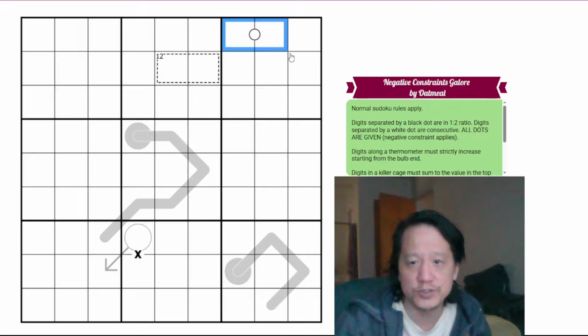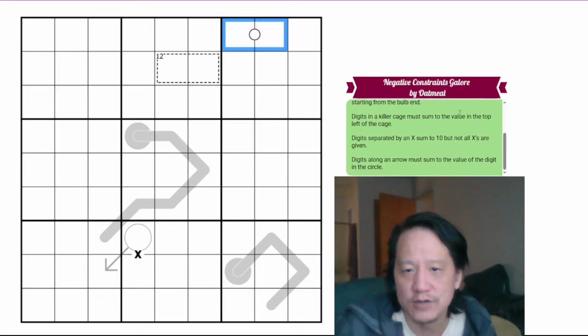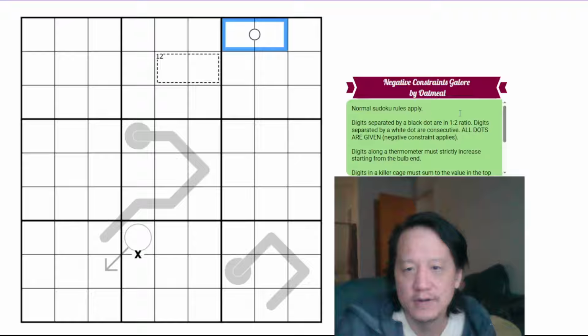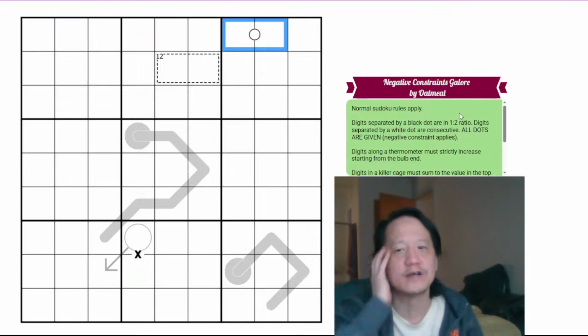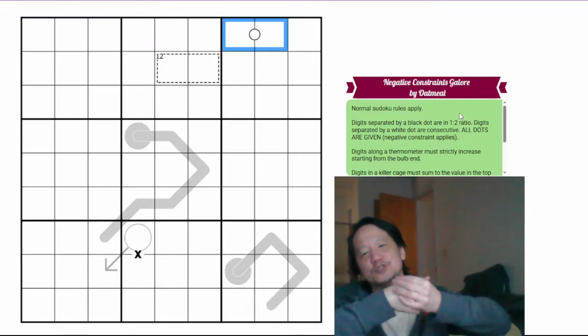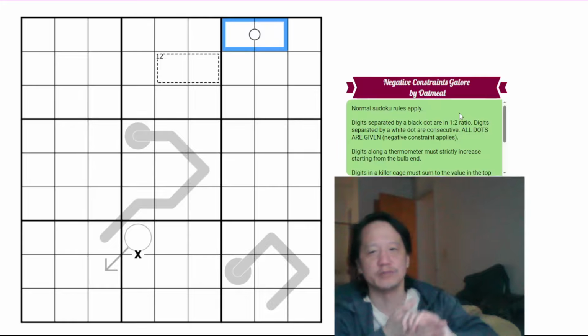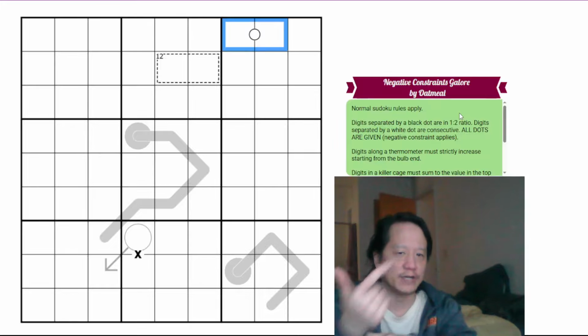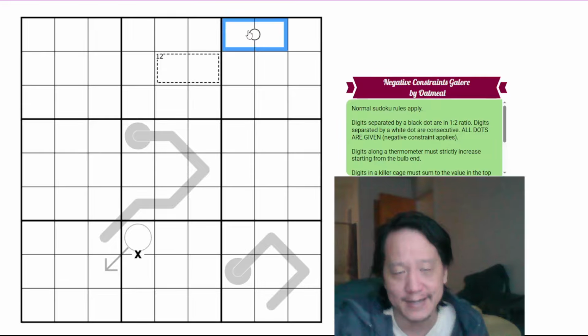So this is the first negative constraint here. Actually, I think this is the only negative constraint we have. That's why it's the negative constraint. Well, it is negative constraints because it's both the black dots and the white dot. We only have one white dot here.